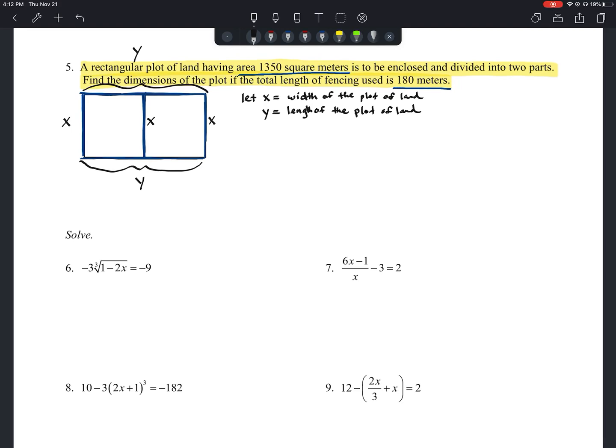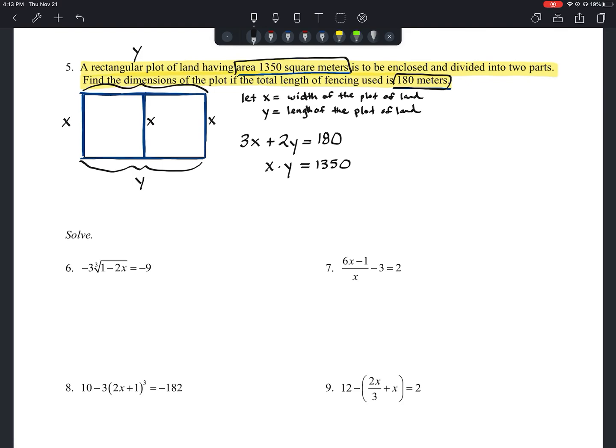And I'm going to use this information that was given to us. The first thing I'm going to do is look at this part about the 180 meters. If I add up all this fencing together, the amount of fencing I have would be 3 X's plus 2 Y's should equal 180. My second equation will come from the area. We all know that length times width equals area. So X times Y should equal 1,350.